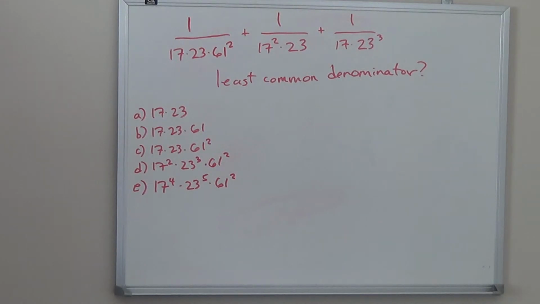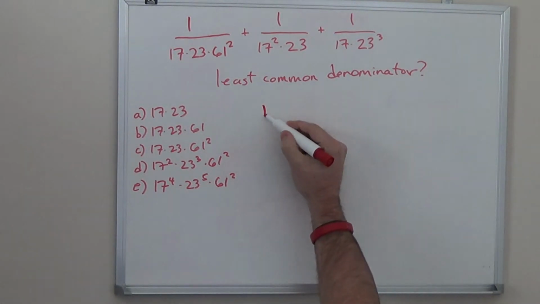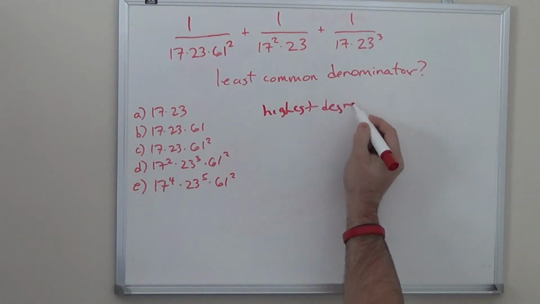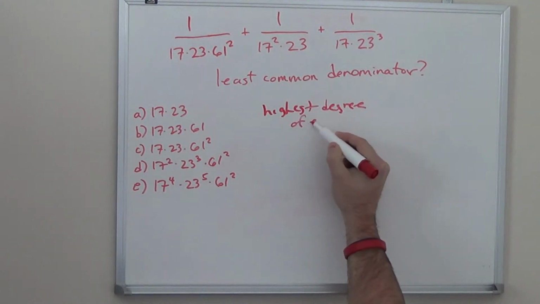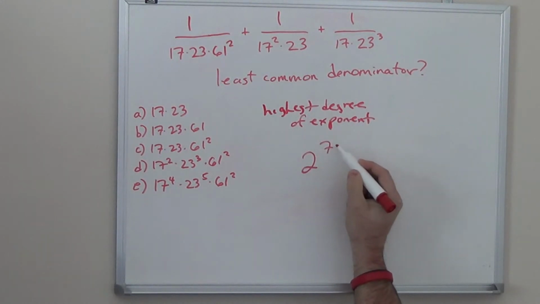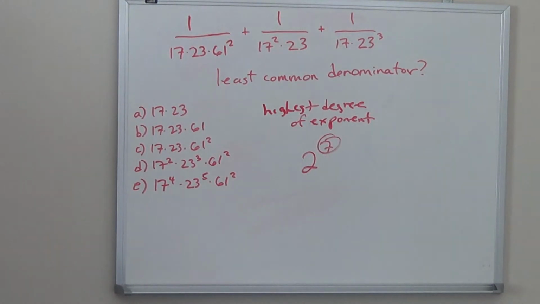Now, least common denominator, we're dealing with a bunch of numbers with exponents in them. There's a very easy rule, and if you remember this, you're going to get all these right. The least common denominator is just the highest degree of the exponent. What I mean by that is, if I had 2 to the 7th, the 7 is the degree. So you're just going to look at each number here, and you're going to determine the highest degree, and that will give you the common denominator.